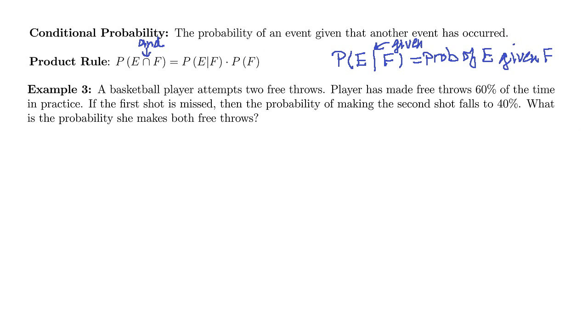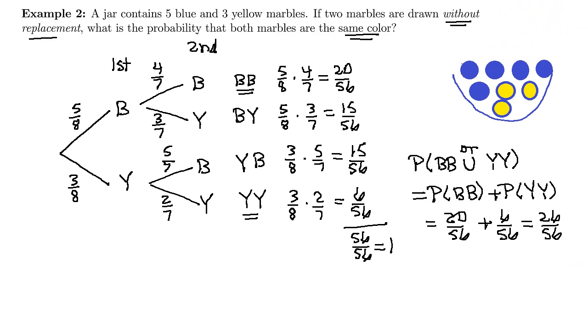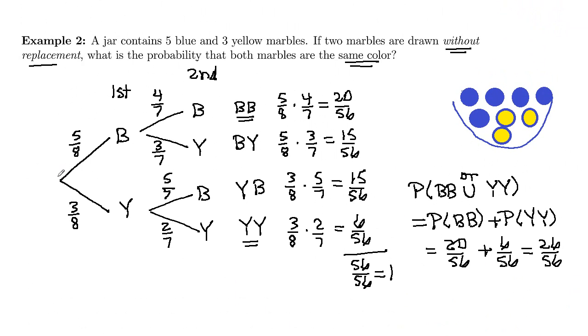So what we did up here in our marble problem is we drew blue on the first, and the probability of blue on the first was 5/8. That's this 5/8. So this was blue on the first. And then the 4/7, that was blue on the second, but that was given that you had blue on the first. Because if you didn't have blue, your probability of blue on the second was 5/7. So this is the event of blue on the second, given that you drew blue on the first. And then we multiplied those.